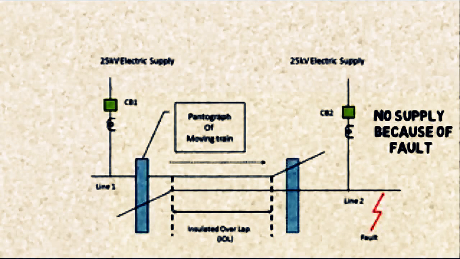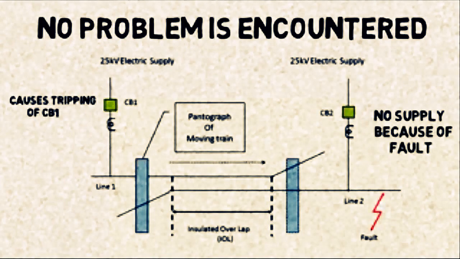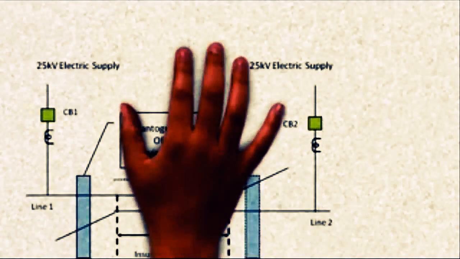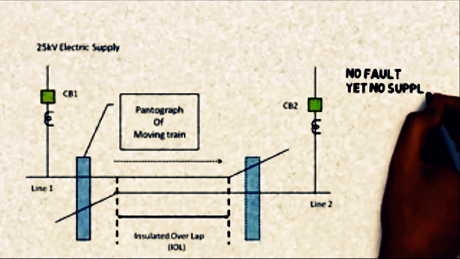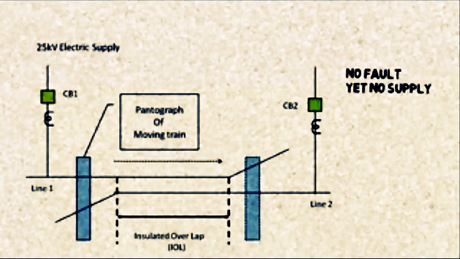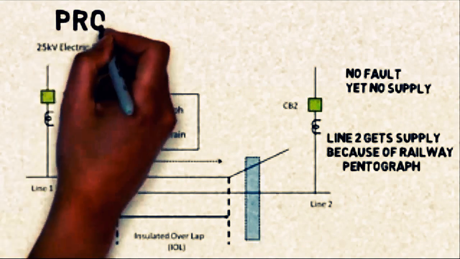Whenever the train enters from the live to the dead section of the insulated overlap, there shall be a heavy flashover, particularly when the pantograph leaves, and circuit breaker 1 will be triggered and no problem will be encountered as the supply of the train will be cut. But during the second condition, when there is no supply on the second line but the second line has no fault, then what happens? Whenever a train enters from the live to the dead section of the insulated overlap, there shall be a heavy flashover, particularly when the pantograph leaves the insulated overlap, which may damage the pantograph due to sparking.